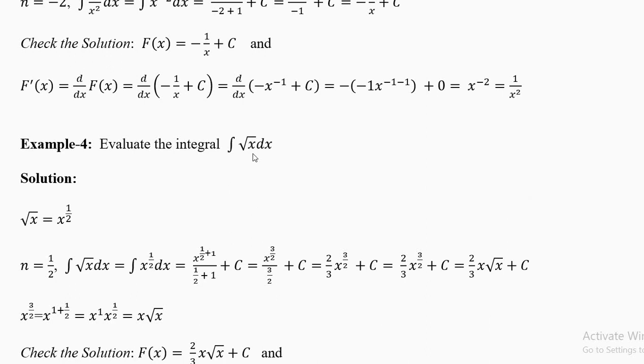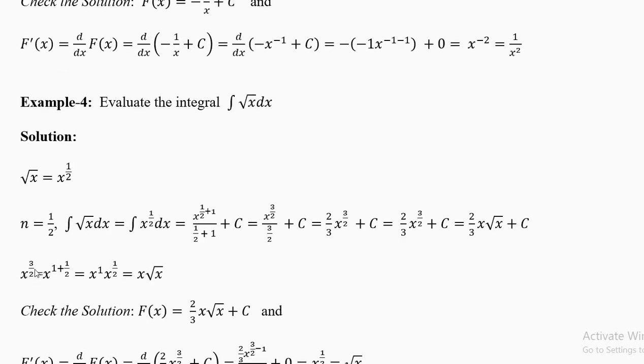What's the meaning of square root? Square root means power is half, n equal to half. Half plus 1 is 3 by 2. You can use the ABC button in your calculator. So your answer is x power 3 by 2 divided by 3 by 2. When you divide by 3 by 2, it becomes 2 by 3. And x power 3 by 2, you can write it as x root x.